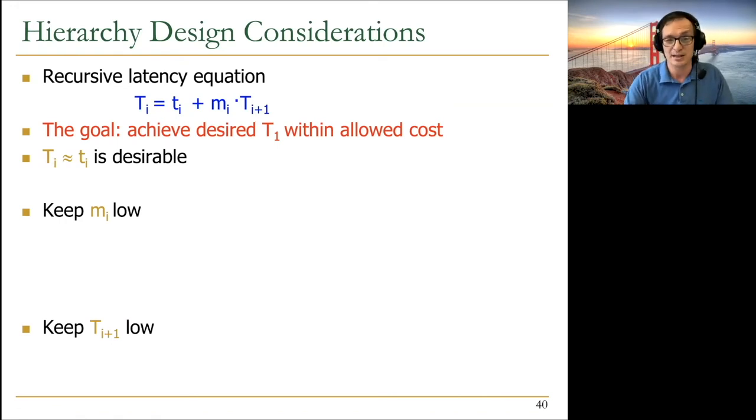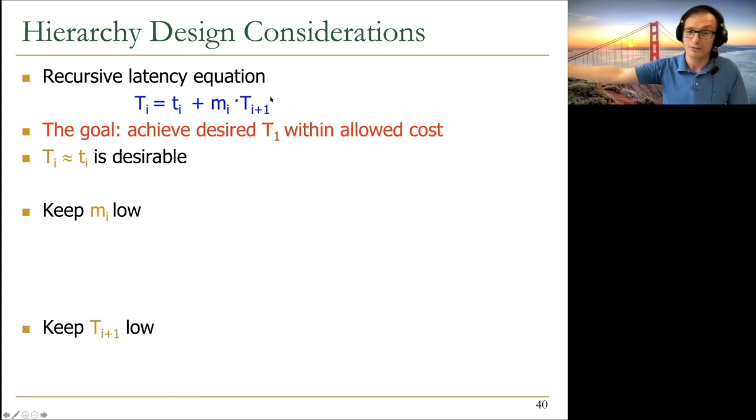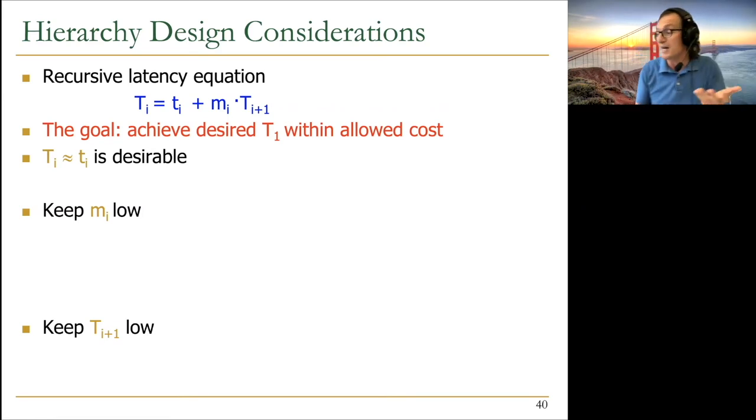How do you make it possible? You try to keep the miss rate from a given level low, or you try to keep the perceived access latency of the next level low. And these are both things that you can optimize potentially in the program or in hardware. And we're going to see that. This is actually fascinating, I think. Fascinating to think about it more formally like this.